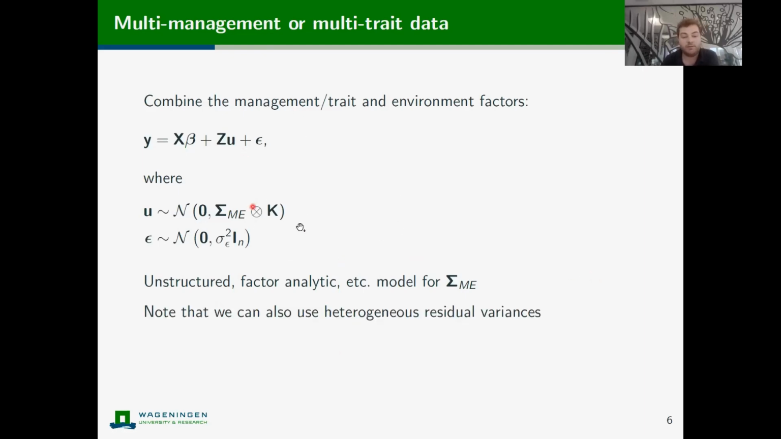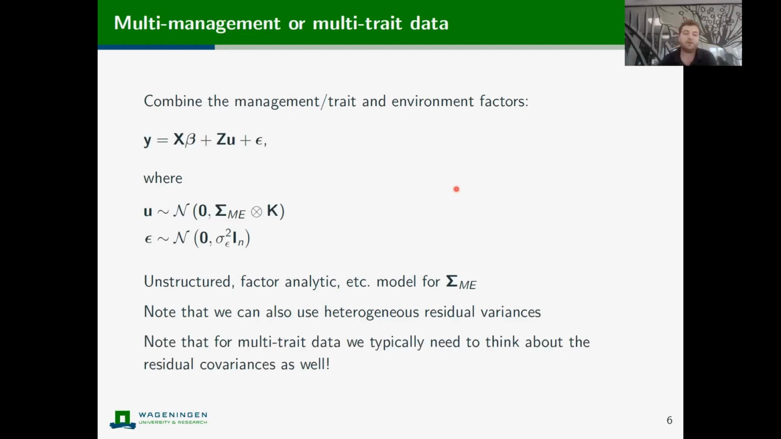Also note that for all of these models, we could in principle use multiple residual variances, one for each environment, for example. That doesn't necessarily have to do with the covariance model for you, but it's just something to keep in mind. Also, the examples that I'll show later use a single residual variance, but it's perfectly fine to use multiple residual variances there as well.